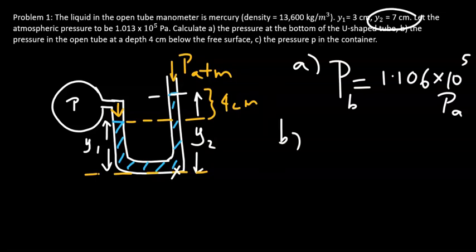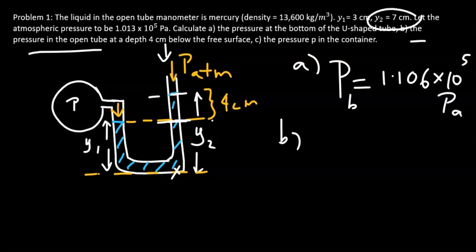Part B. You want to find the pressure in the open tube, which means in this side of that U-tube, at a depth of 4 centimeters below the free surface. So 4 centimeters below the free surface, that means right there. So what is the pressure along that line right there at that depth, the depth of 4 centimeters from the surface of the mercury?